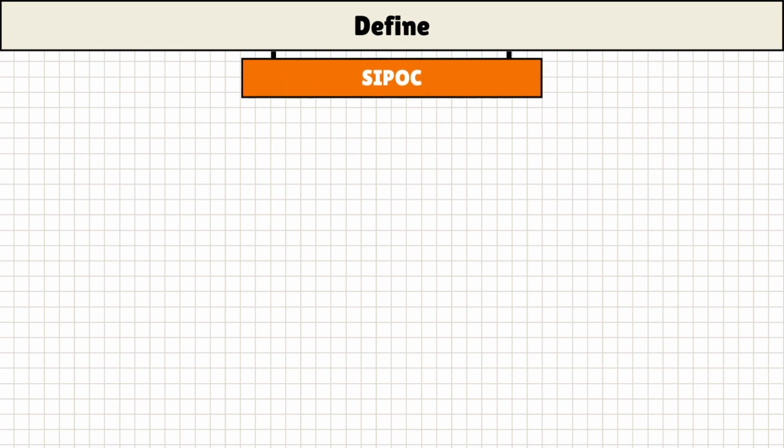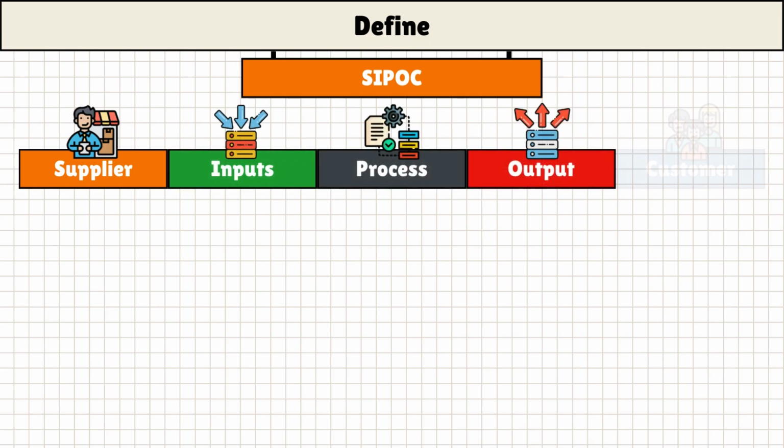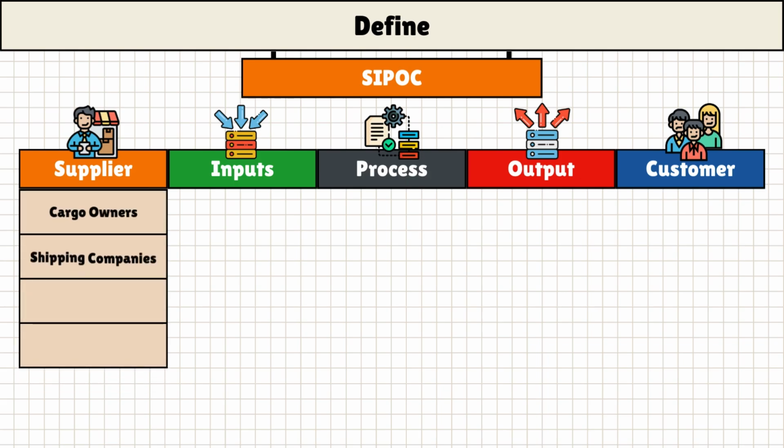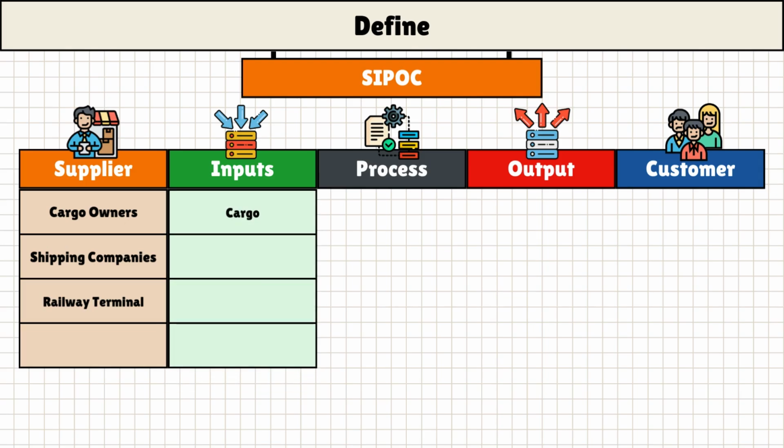Now, let's dive deeper into understanding the process with the help of a SIPOC diagram. SIPOC stands for Suppliers, Inputs, Processes, Outputs, and Customers, and it's an essential tool for mapping out a process at a higher level. For ABC Logistics Services, suppliers would be cargo owners, shipping companies, and the railway freight terminals. These suppliers provide various inputs, which would be in the form of cargo, trucks, freight bills, drivers, and operators.